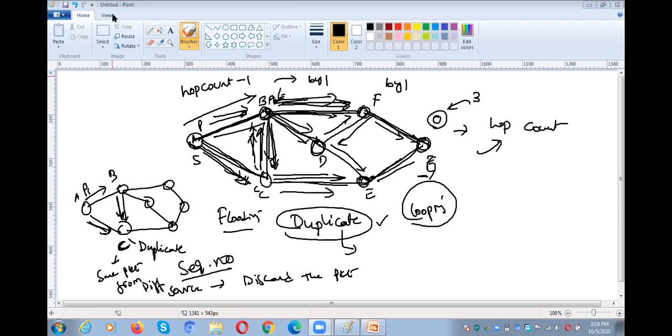Have you got my point? Likewise, with the help of the hop counter and the sequence number, we can avoid the duplicate problem and the looping problem.